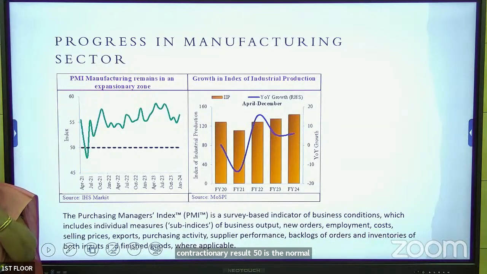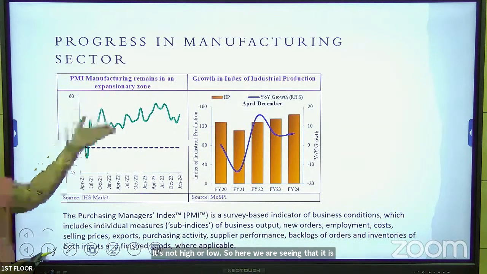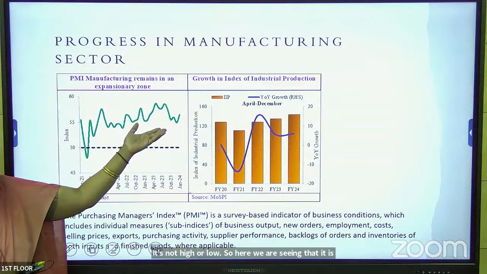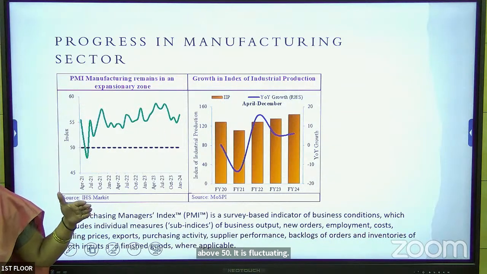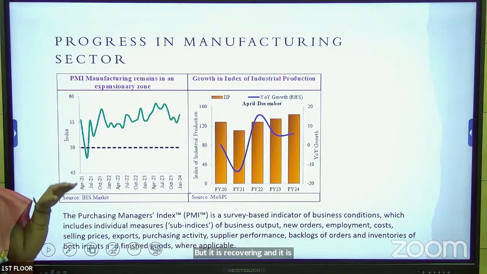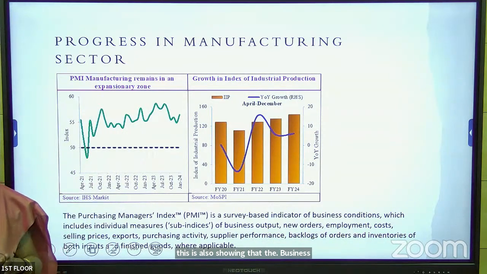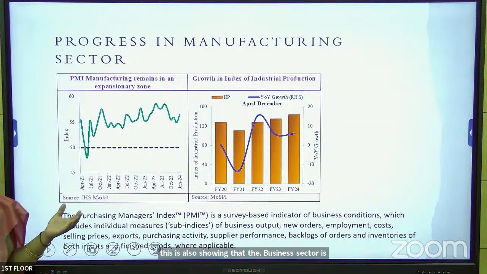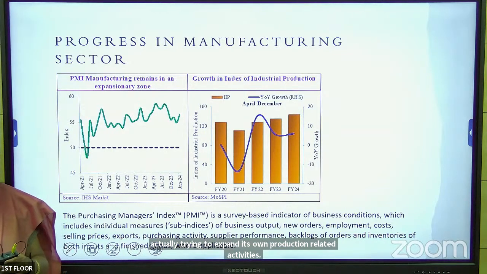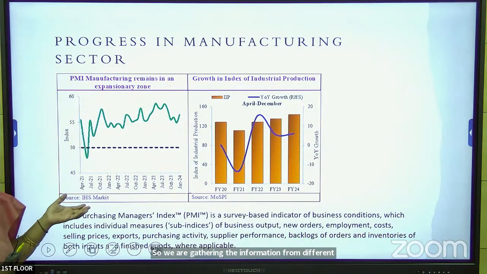Here we are seeing that it is above 50. It is fluctuating, but it is recovering and slightly expanding. This also shows that the business sector is trying to expand its own production related activities. So we are gathering information from different corners to explain that the economy is becoming better off.